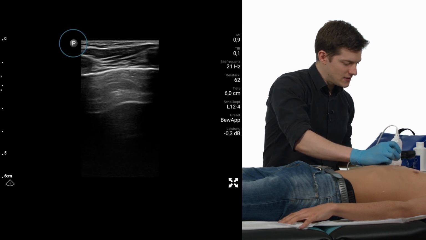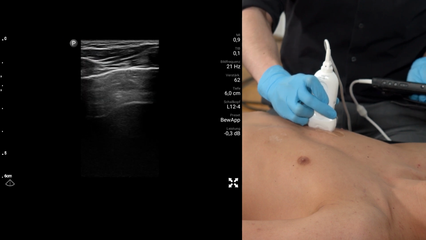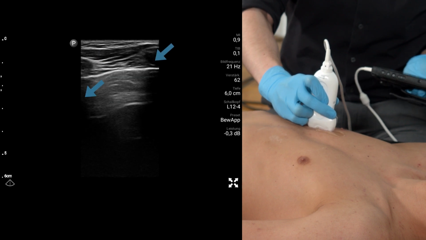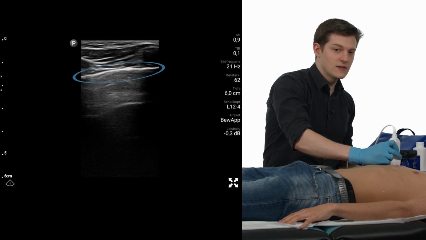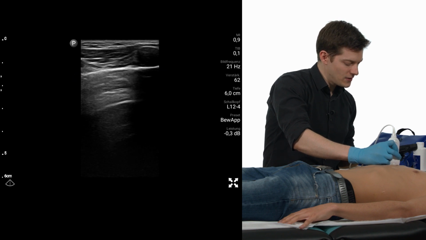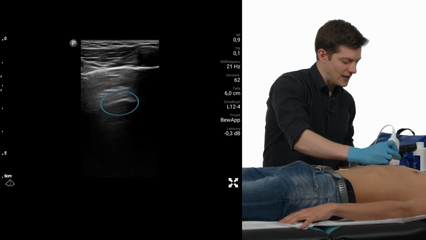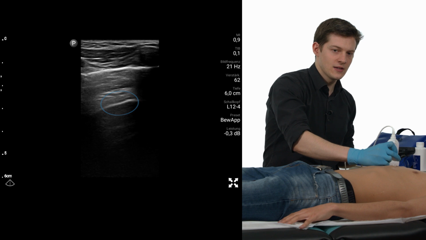And what you see here is the marker is pointing cranially and you're in between two ribs. So we see rib and rib shadow and rib shadow. And in between the two ribs we see this bright hyperechoic line. This resembles the pleural line. Deeper in the field we see another very hyperechoic line. This is a so-called A-line. This is a normal finding.